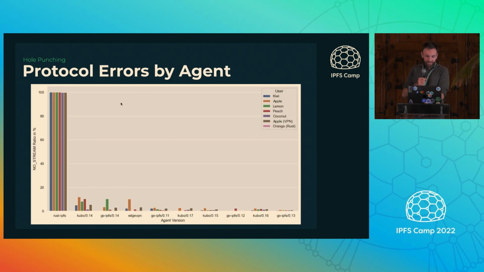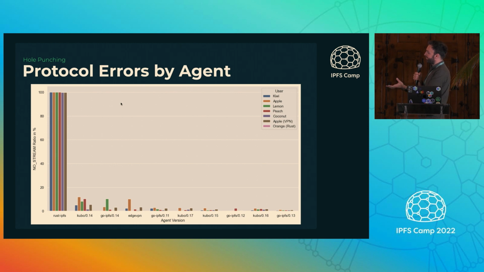And then I think the last graph, there are plenty more graphs, but let's take this one as the last one. This is the protocol errors by agent. This is something that I found out when I took a look at the error cases for hole punches and grouped them by the different agent versions. We can see that this no stream error outcome that I talked about previously, where we were able to connect to another peer, but the other peer just didn't open the DCUtR stream, almost always happens with the Rust IPFS implementation.